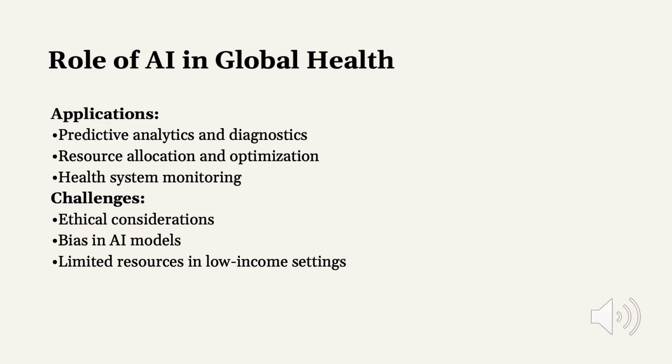But alongside these benefits, there are serious challenges we must address, such as ethical concerns like privacy, transparency, and consent, especially in communities unfamiliar with how AI systems work. Bias in AI models, often due to underrepresentation in training datasets, which can lead to inequitable outcomes. And finally, the resource gap in low-income settings, which may limit access to the data, infrastructure, and talent needed to fully realize AI's promise. So as we push forward with innovation, we also need strong governance and local partnership to ensure these tools work for everyone, not just a privileged few.